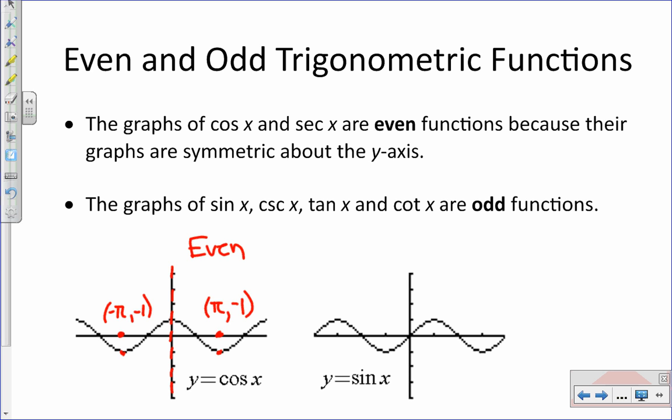Now sine would be an odd function because it is symmetric about the origin. And then if we look here at pi half, it's 1, but at negative pi half, the output is negative 1. So they are opposites.